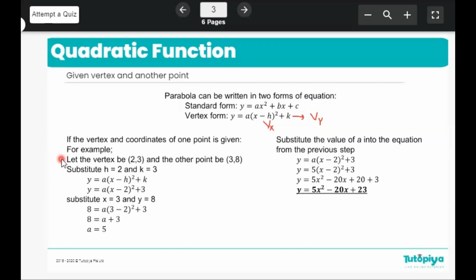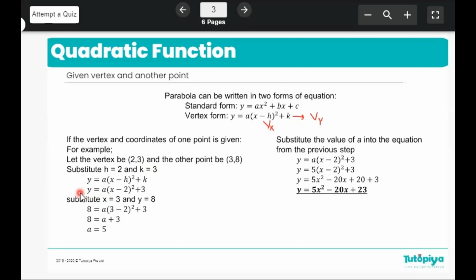The first thing that we're going to do is use the vertex form of the equation, and instead of h, we're going to substitute the x value of our vertex, that's 2 here, and instead of k, we're going to substitute the y value of our vertex, that's 3 here. And this would build up the equation y equals a(x minus 2) squared plus 3.